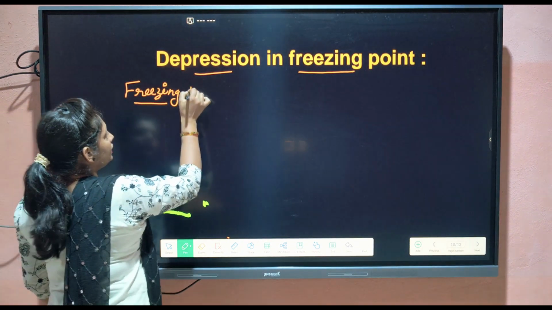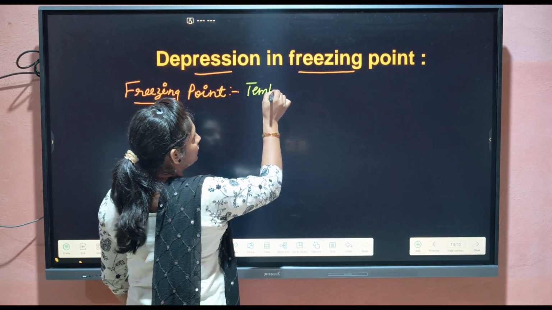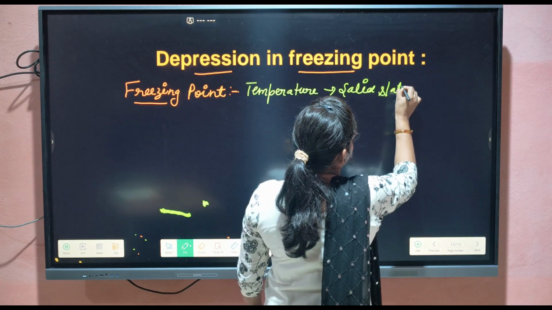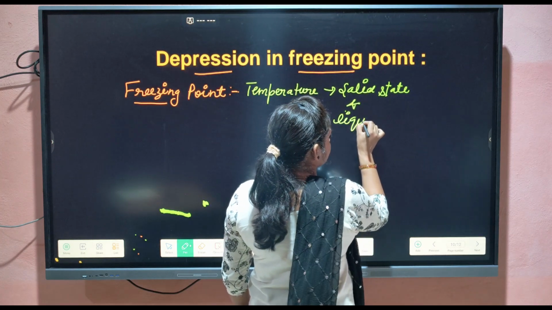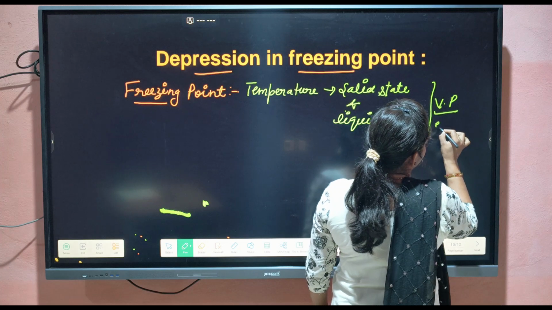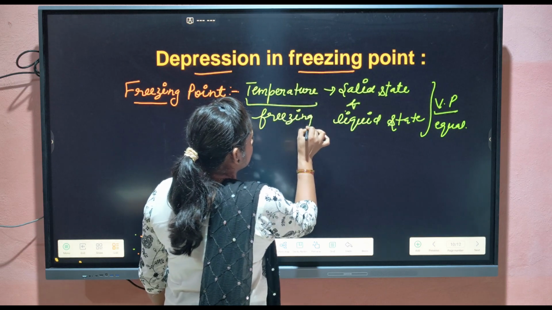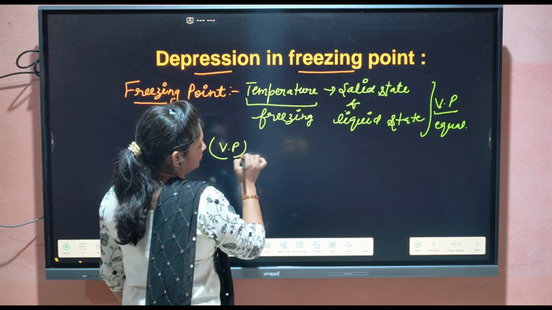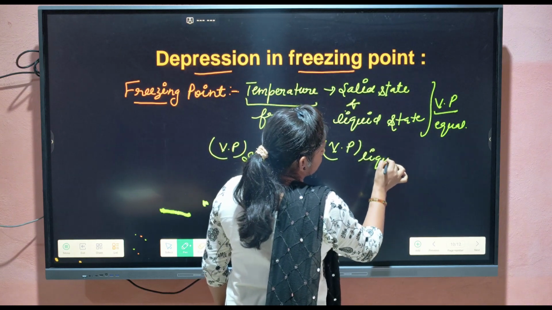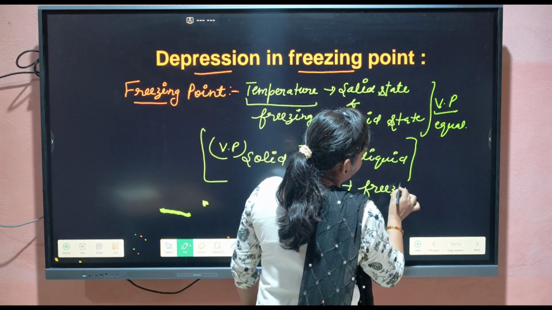Students, freezing point is a temperature. Freezing point is the temperature at which the solid state and the liquid state vapor pressure of a substance becomes equal. Then the temperature is known as the freezing point. So we can say, the temperature at which vapor pressure of solid and vapor pressure of liquid state of a substance becomes equal, that temperature is known as the freezing point of that substance.